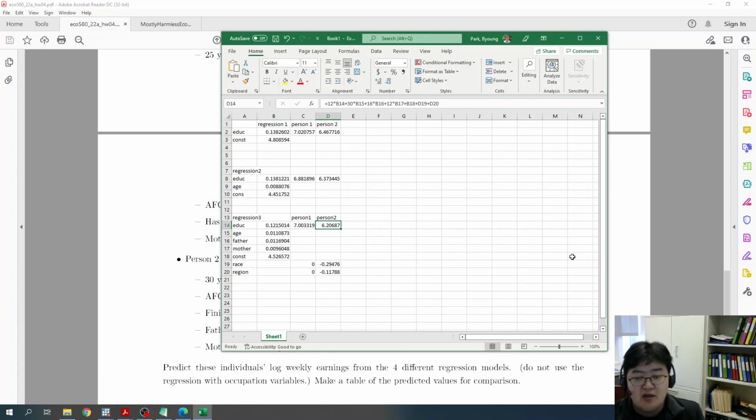So you have to do the same thing for regression 4. I believe you can do that. There is no difference. Basically, we are just doing the same thing, and take those numbers and make a nice table when you submit your homework. Okay? Okay, this is it.